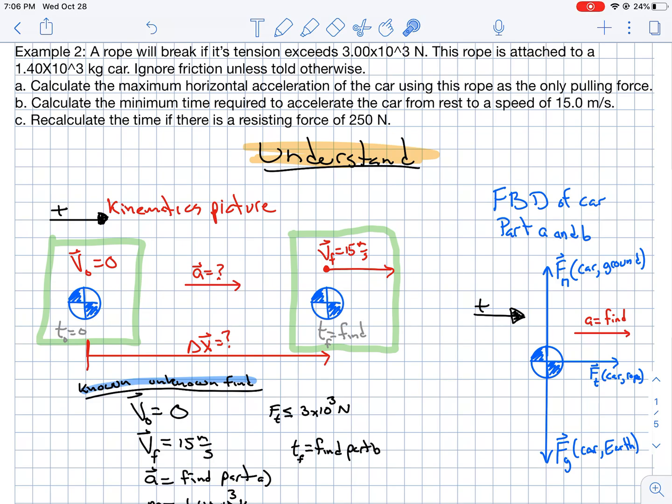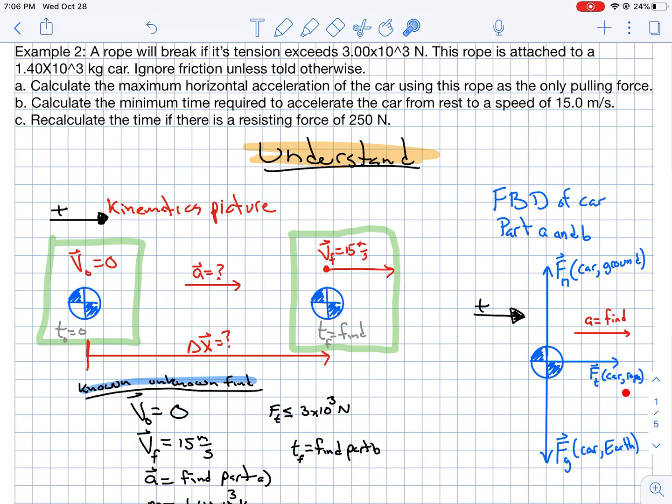Because this does involve forces, there's a rope attached to the car, and the tension may not exceed this value here. So the tension has got to be less than or equal to this. Hopefully you understand that the higher this number is, the larger the force is, the more acceleration there's going to be. So when we solve this out, the maximum acceleration will occur whenever the tension is at its maximum.